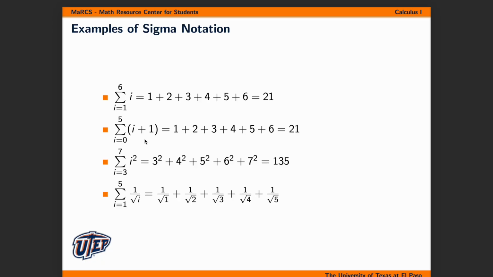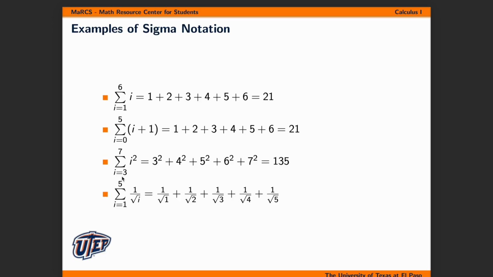For this example, we are starting now from i equals 0 and going up until i equals 5. For the first term, we plug in 0, so 0 plus 1 is equal to 1. The second term, we plug in 1, so 1 plus 1 is equal to 2. The third term is 2 plus 1, which is 3. The fourth term is 3 plus 1, which is 4. The fifth term is 4 plus 1, which is 5. And then the last term, our sixth term, we plug in 5 plus 1, which is equal to 6. Summing those gives us 21.